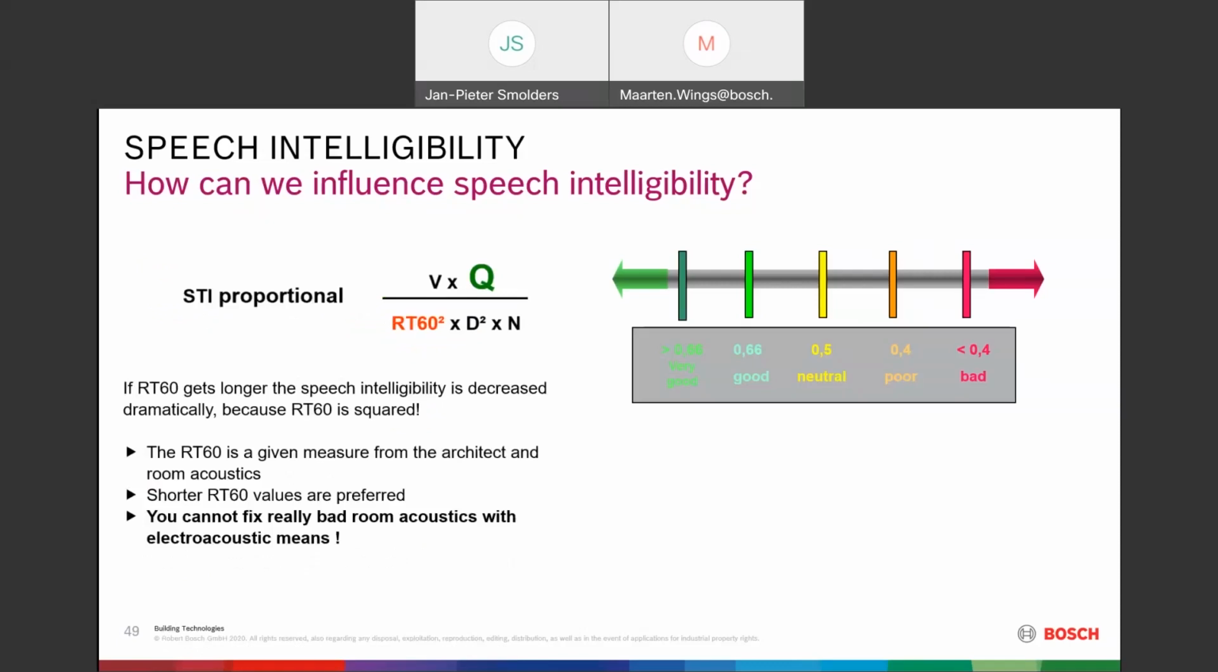So now the conclusion here is that you cannot really fix bad room acoustics with electroacoustic means. So if you see this here, the RT60 time, if that is high, you cannot fix that with electroacoustic means. So the thing to do then is treat the room with absorption material, for instance.